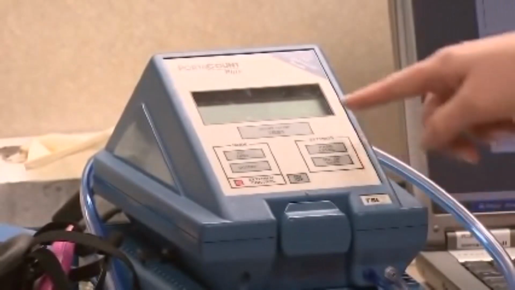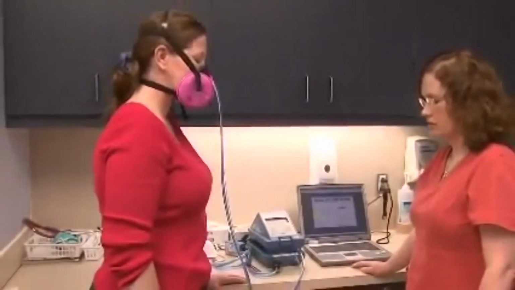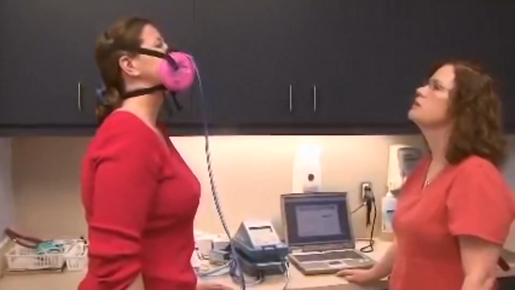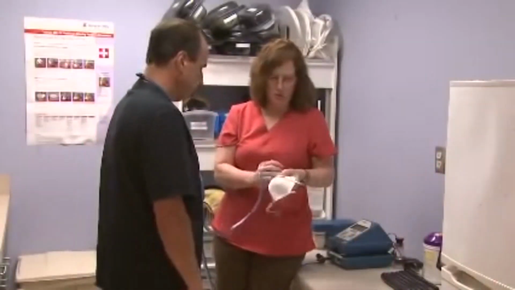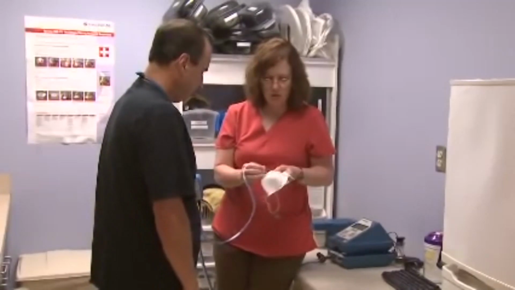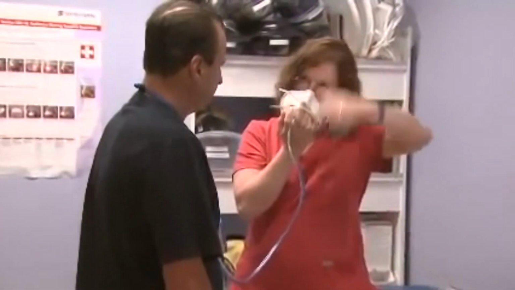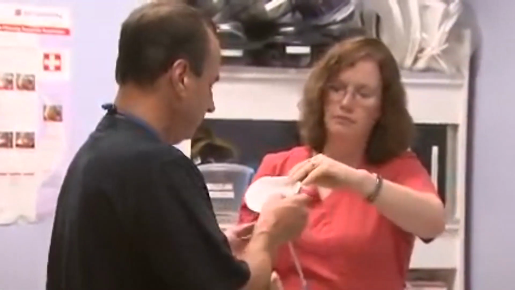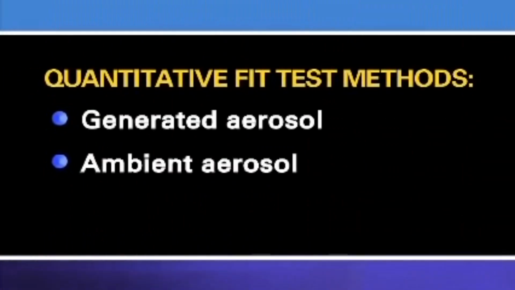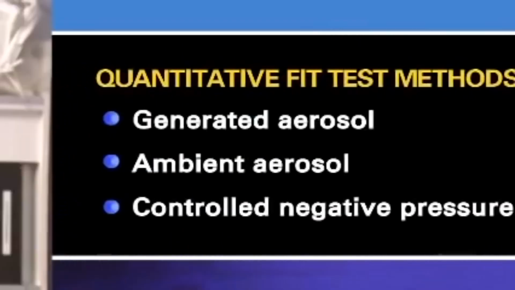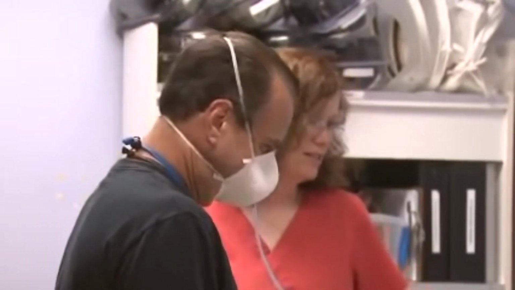Quantitative fit testing uses a machine to measure the actual amount of leakage into the facepiece and does not rely upon your sense of taste, smell, or irritation in order to detect leakage. The respirators used during this type of fit testing will have a probe attached to the facepiece that will be connected to the machine by a hose. There are 3 quantitative fit test methods accepted by OSHA: generated aerosol, ambient aerosol, and controlled negative pressure. Quantitative fit testing can be used for any type of tight-fitting respirator.